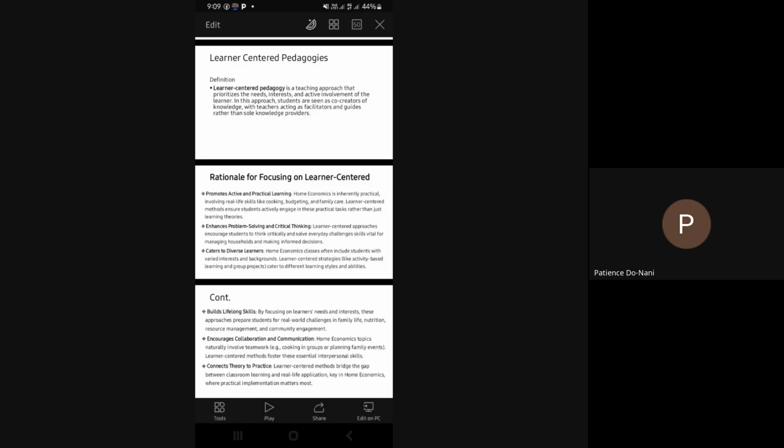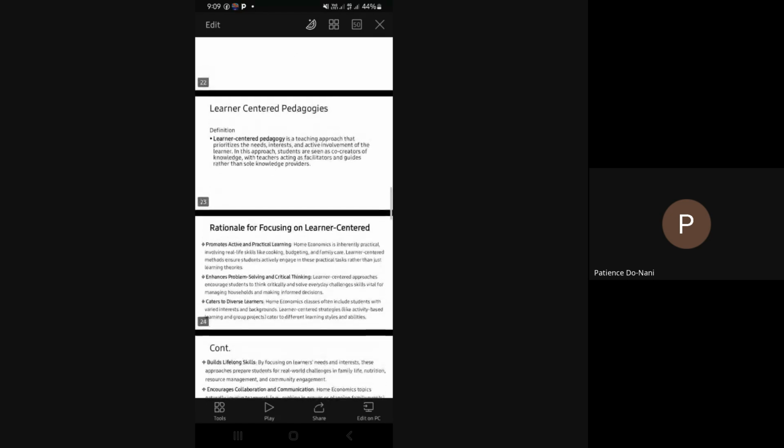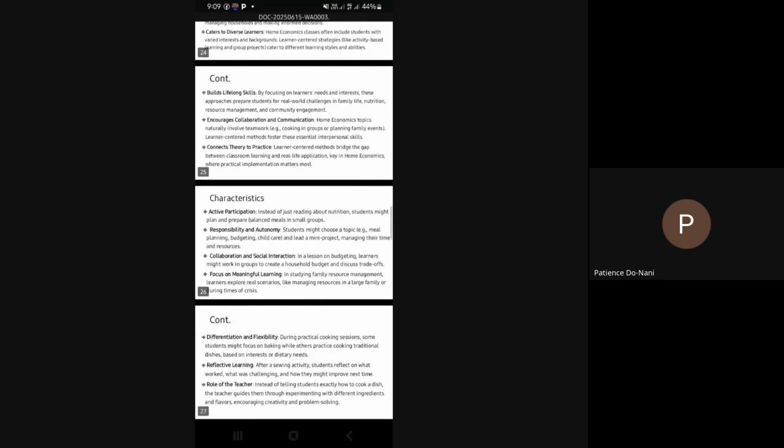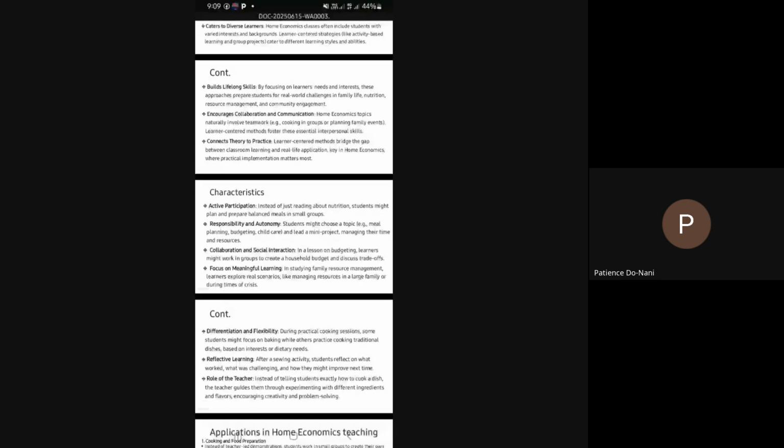It caters for the diverse needs of learners. There are learners who learn best through exposure to the environment. There are learners who learn best from their colleagues. There are learners who learn best when they make a mistake and you tell them how to do it. So it caters for the diverse needs of the learners. It also builds lifelong skills. What you teach them sticks with them for a longer period of time.